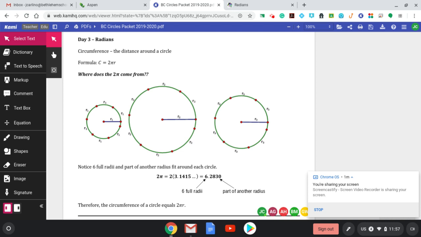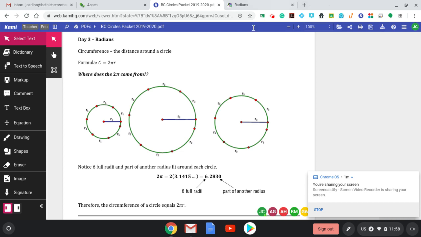Yes, you've been doing degrees all your life, measuring an angle in degrees, but it can also be measured in what's called a radian. So the first half of today's video is going to be what is a radian? And then the second half is how do I go from degrees to radians and radians to degrees? How do I convert back and forth?